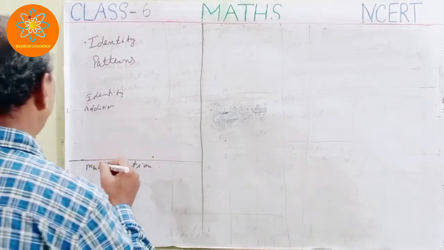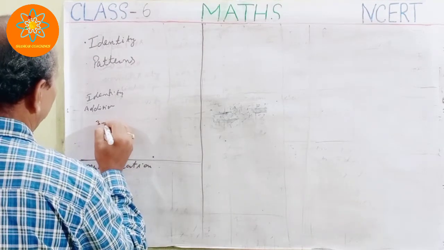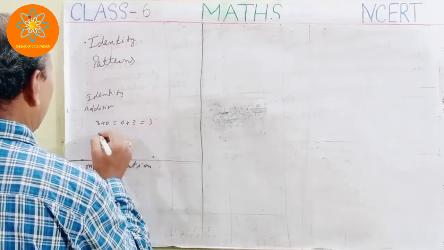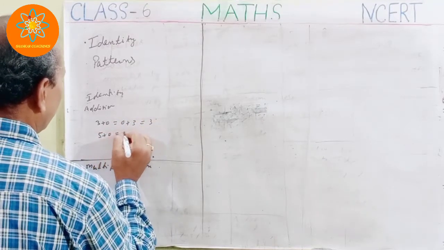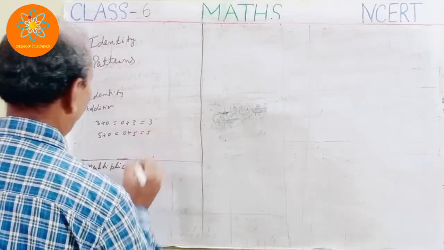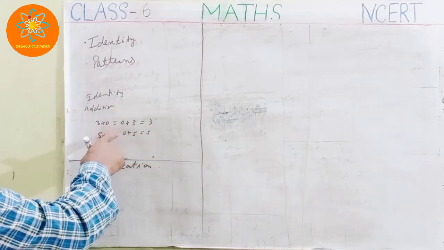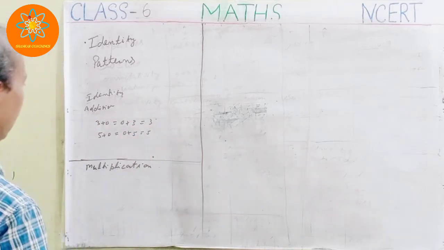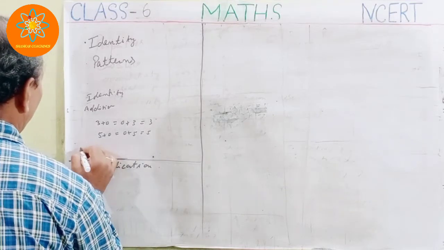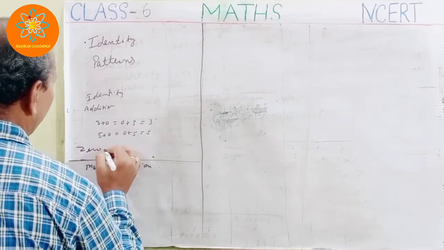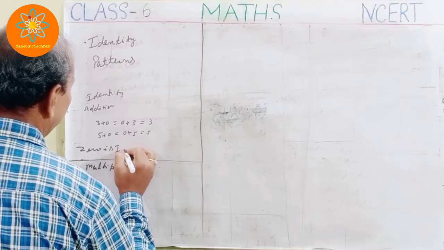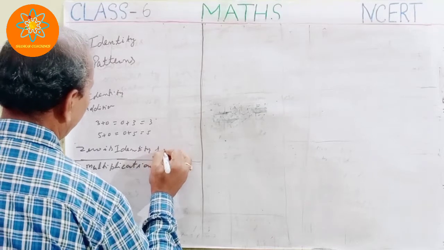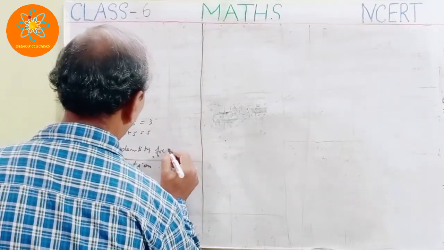Let's suppose I am taking 0. So 3 plus 0 equal to 0 plus 3 is equal to 3. And 5 plus 0 is equal to 0 plus 5 is equal to 5. So adding 0, I am getting the same values. So that means 0 is identity for addition.